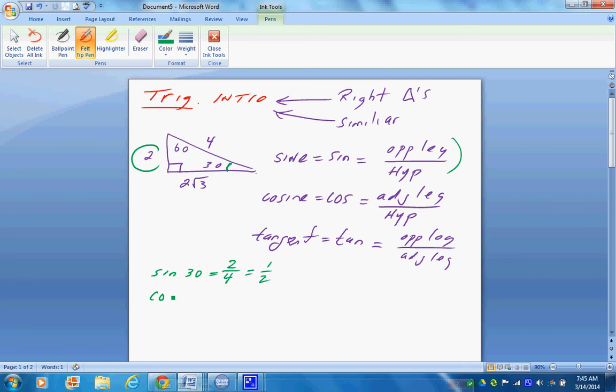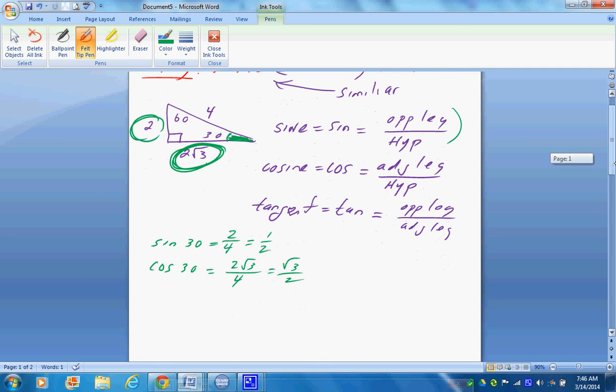What's the cosine of 30 degrees? Well, the cosine of 30 degrees is going to be the adjacent leg. So here's my 30 degrees. Adjacent is the one next to it. We're either going to do the adjacent to the angle or the opposite to the angle. The adjacent is 2 radical 3 over the hypotenuse, which is 4, so I end up with radical 3 over 2. There's my cosine of 30 degrees.